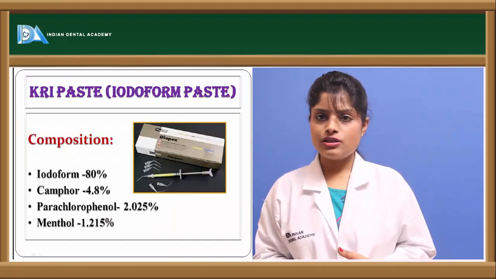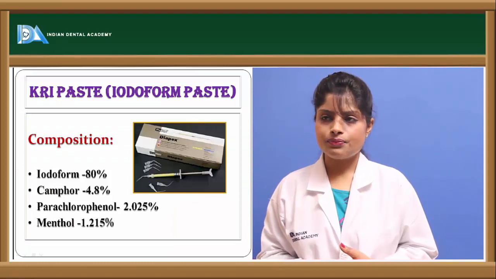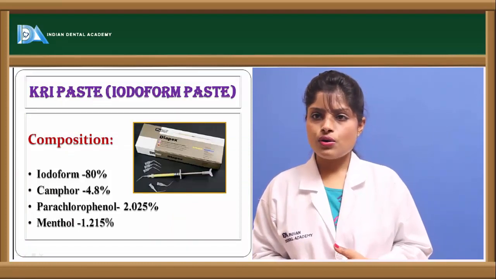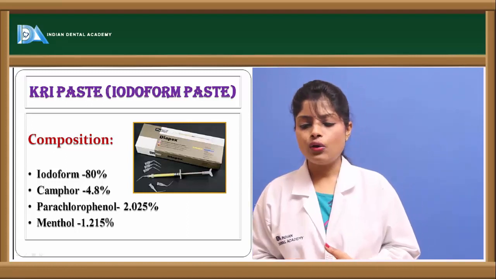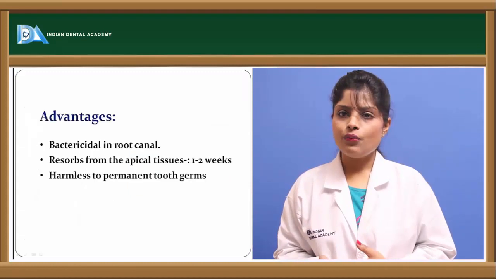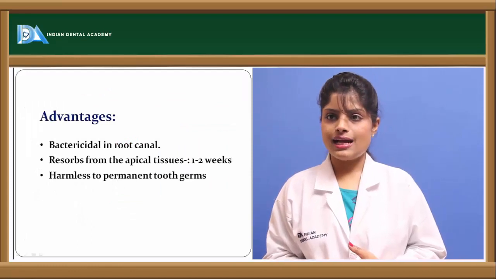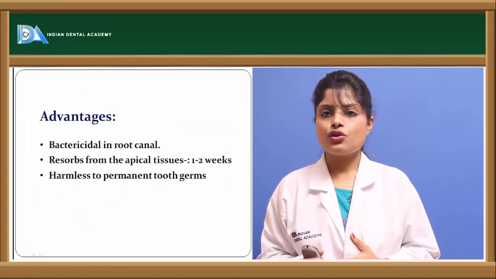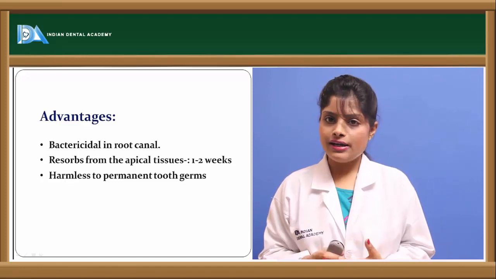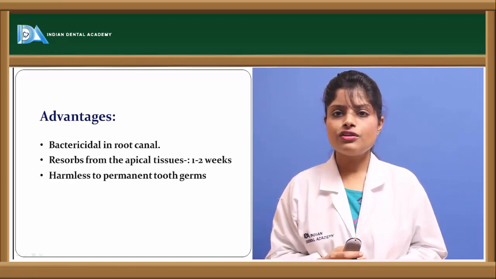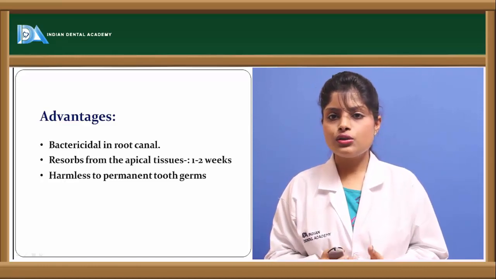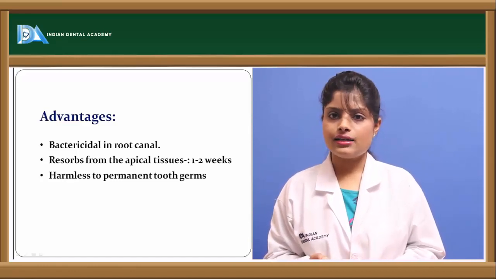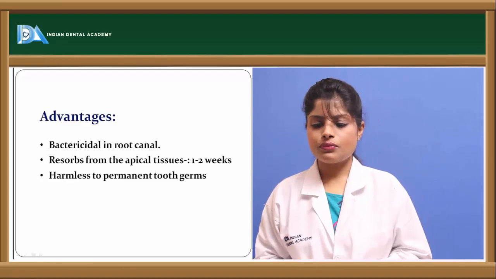The KRI paste, or the Iodoform paste, is composed of Iodoform, camphor, parachlorophenol and menthol. There are various advantages for this paste: it has a rapid resorption, or the rate of resorption of this paste is the same as that of the root. So the tooth will be exfoliated at its normal original time.